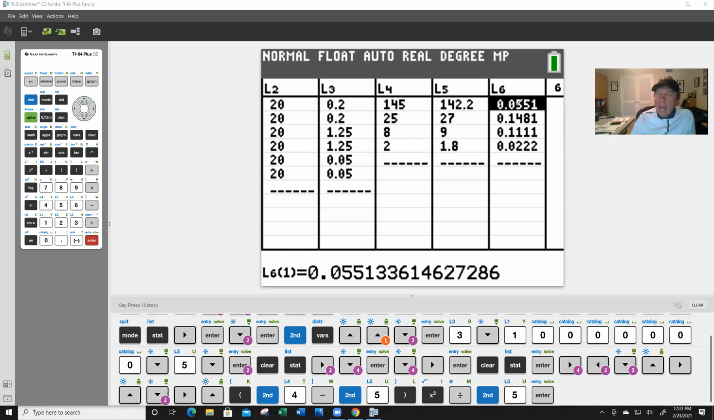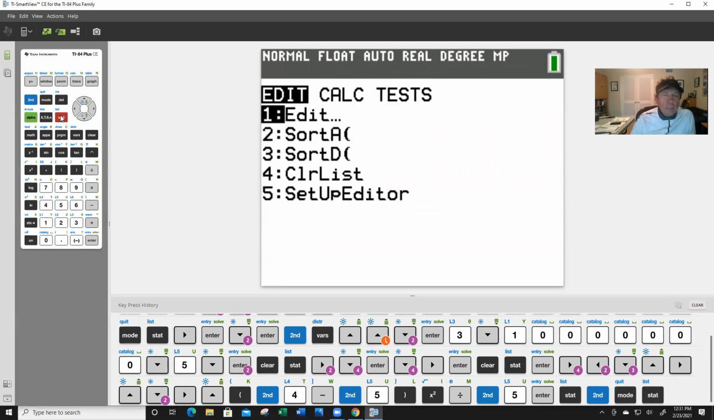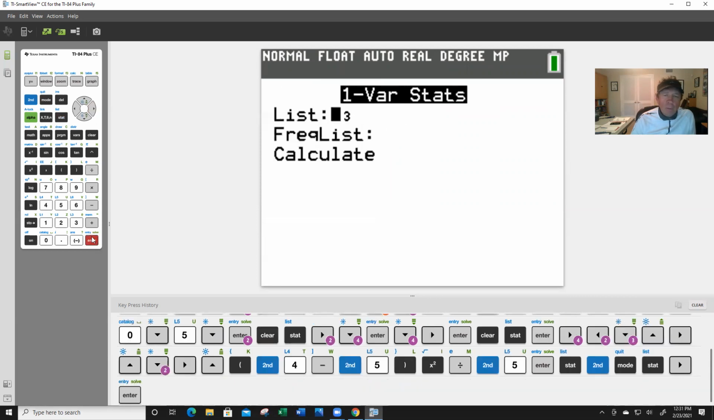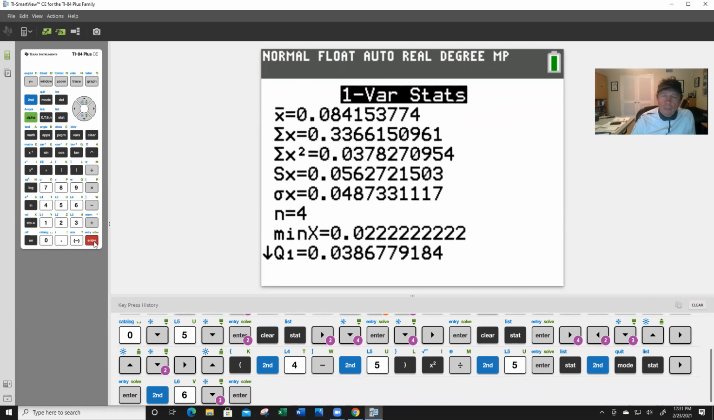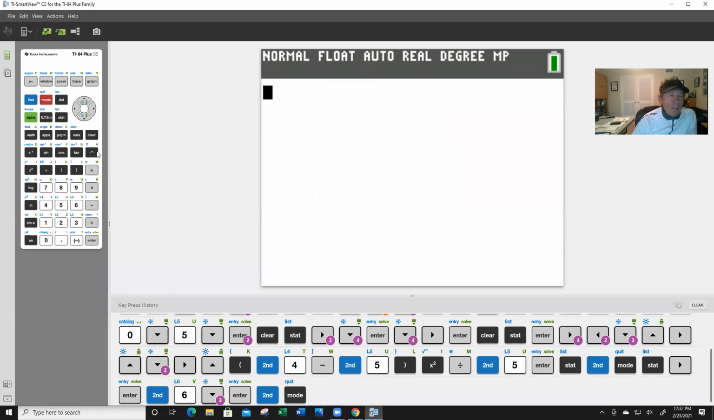All right, so I need to add these up. The fastest way to do that is just to use my calculator and go stat, calc, one variable stats for L6 in this case, right? L6. Okay. And I got, let's see, the sum is really small, 0.3366. I'm going to memorize that. 0.3366. I'm going to make it into a p-value.